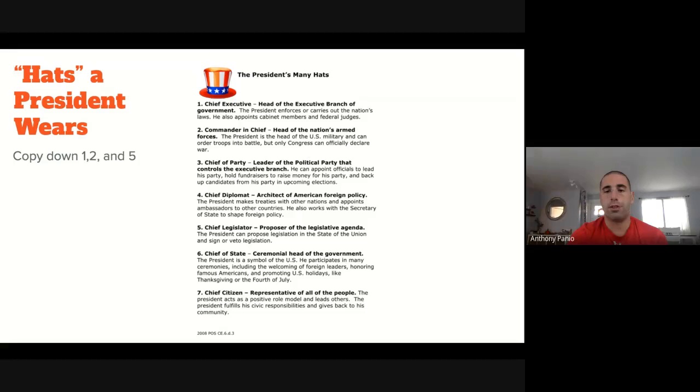And the last thing you're writing down is chief legislator. So they're the proposer of the legislative agenda. Essentially, ladies and gentlemen, they can propose laws. They can veto laws. So nothing gets through without the president approving it. Even though the legislative branch is voting on the laws, the president has to officially approve it. And then they'll do things like chief of state and chief citizen.